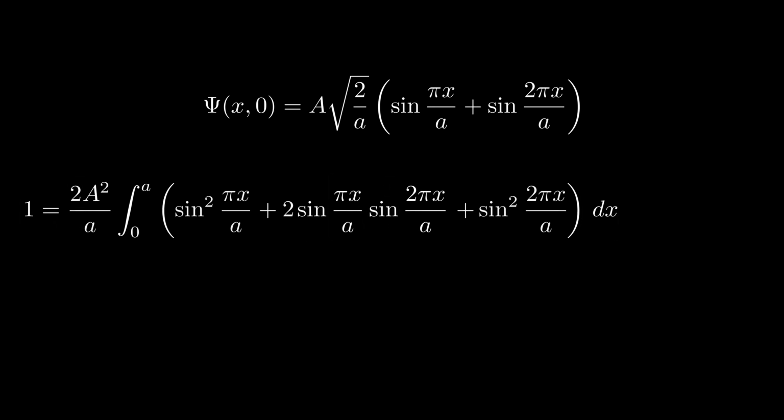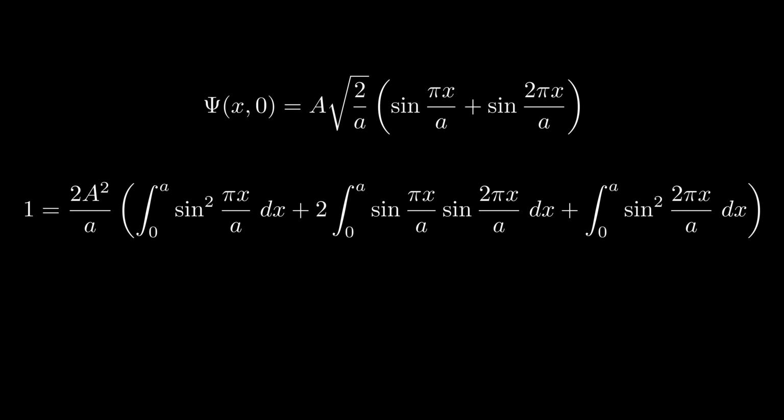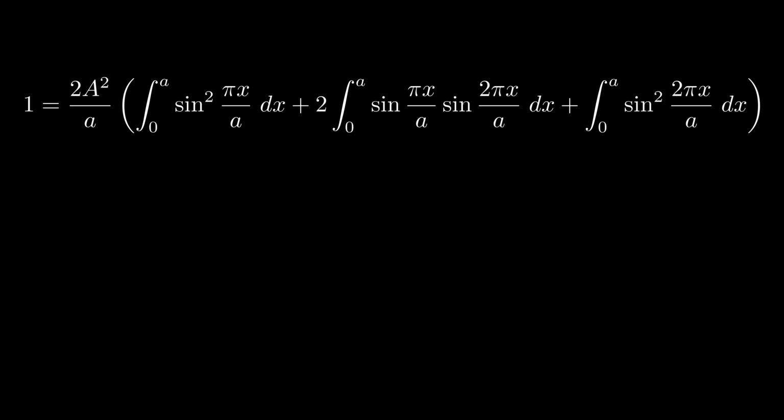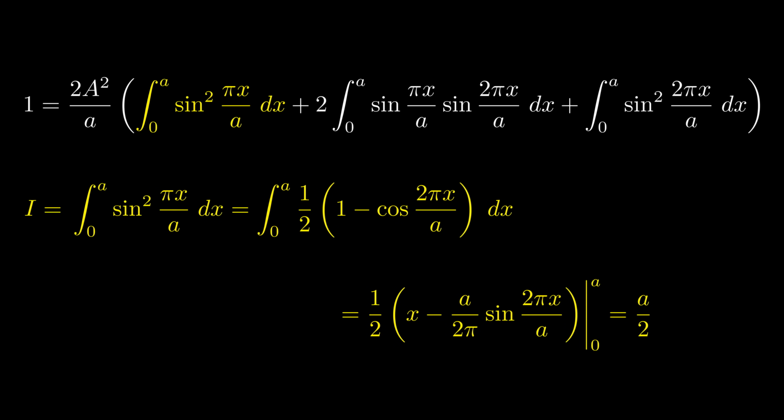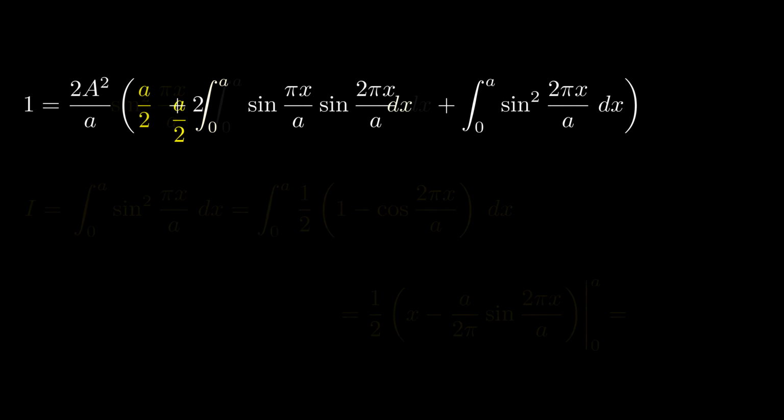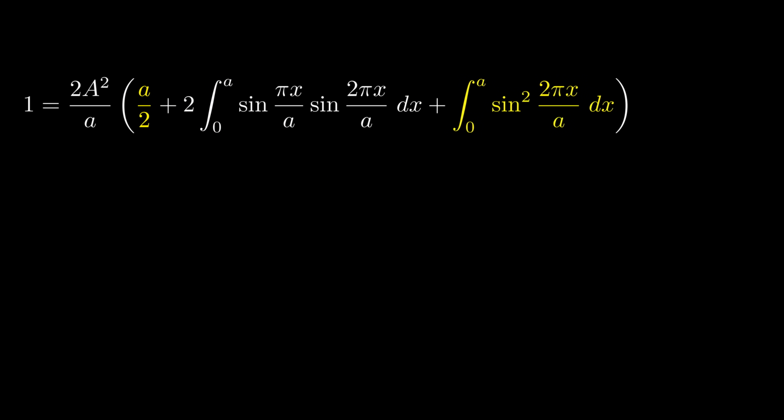Expanding the square, we get 3 terms inside the integral. Let's compute each of them step by step. For the first integral, we use the trigonometric identity to split the integral. After evaluating at the boundaries, the result of the integral is simply a over 2. Now let's move to the third term, which comes from squaring psi 2 of x. Since the process is identical to the first term, we can use the same method to resolve the integral, and the result is also a over 2.